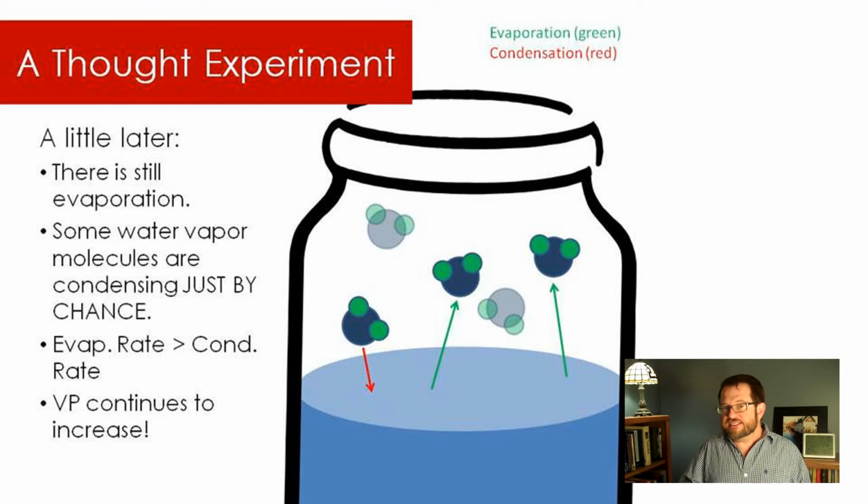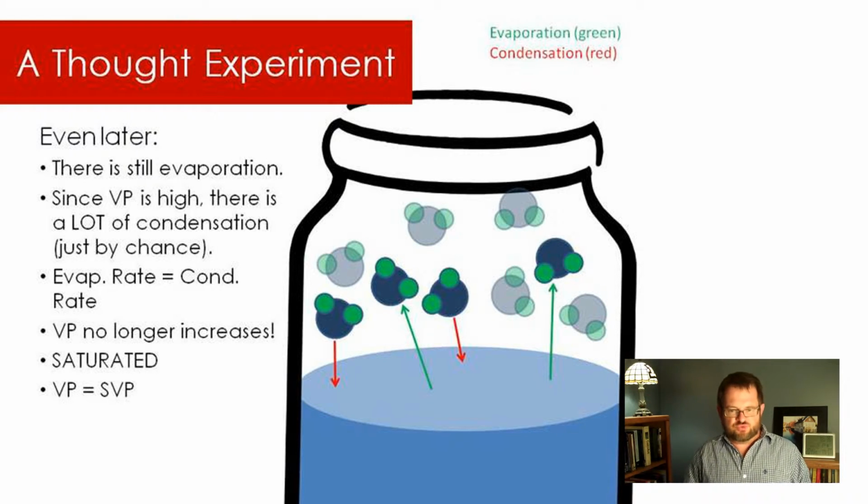At this fairly early stage in our little thought experiment, we will have an evaporation rate that is bigger than the condensation rate, and so since we're adding more water vapor than we're taking away, the amount of water vapor in the air, the vapor pressure of that air in there, is increasing. Great. With time, we can keep adding more and more water vapor to the air in this way until we hit a certain point.